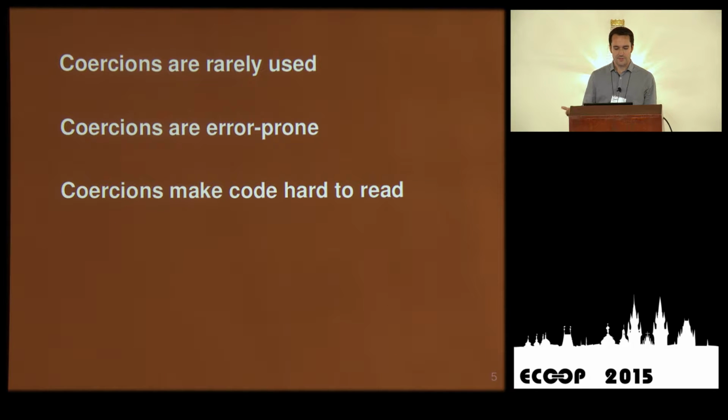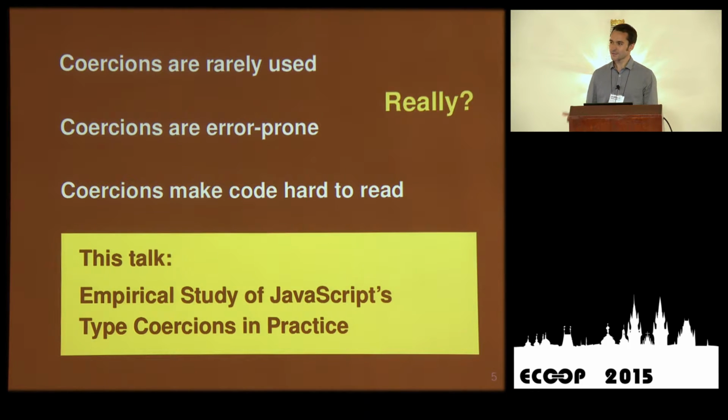Because of all these confusing examples, and there are many more of them, it is commonly assumed that coercions are not used very often in JavaScript, even though they exist, and that if they are used, they are error-prone. And of course, people assume that coercions make the code hard to read because they are so confusing, right? So in this work, we are challenging these assumptions by asking, is that really the case? And by empirically studying how JavaScript's coercions are used in practice.